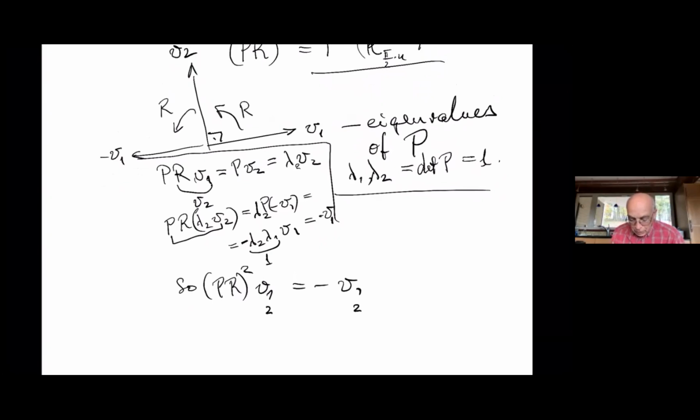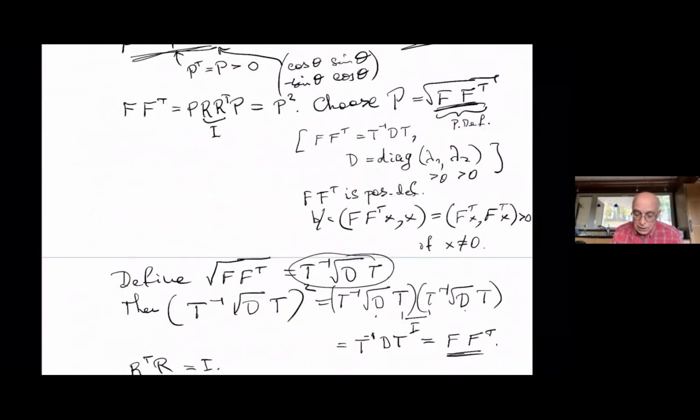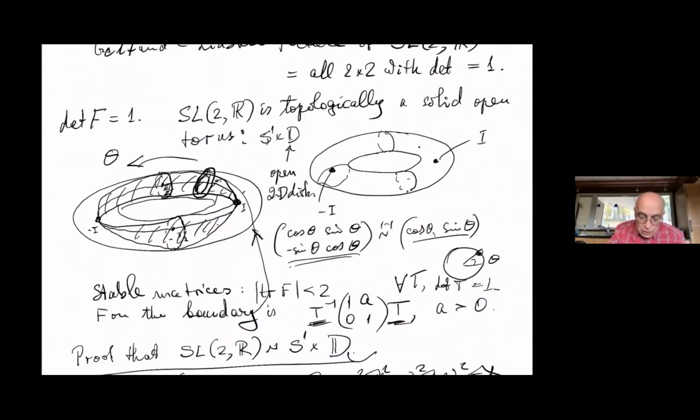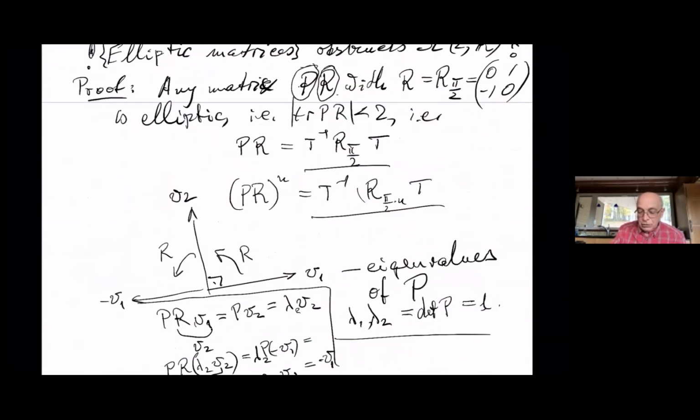So we conclude that PR squared is minus identity. And therefore, all powers of PR are bounded. So PR is an elliptic matrix. That means that when you change a matrix and its theta changes, the moment theta is equal to pi over 2, the matrix has to be stable. We don't know where exactly this matrix is in the disk, but we do know that it is stable. So any matrix in this disk is stable. Okay, so that's the end of the discussion of SL2R.